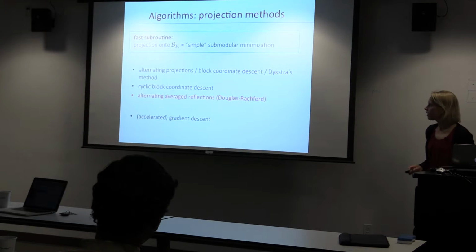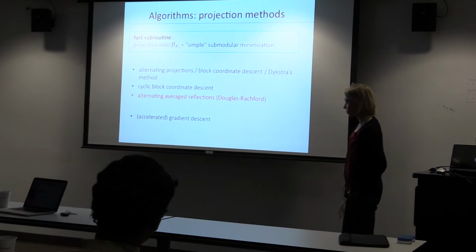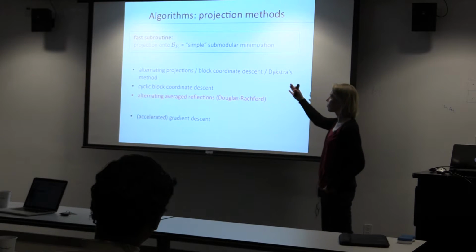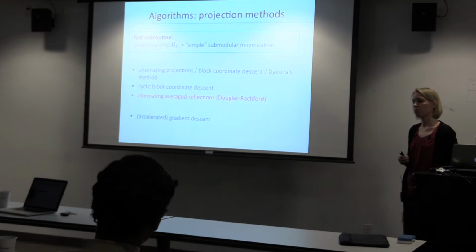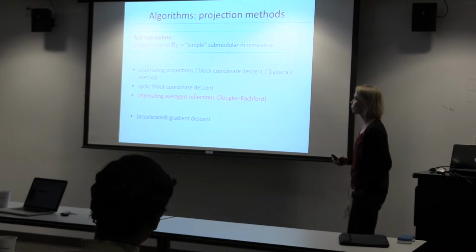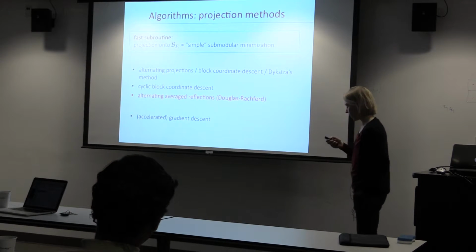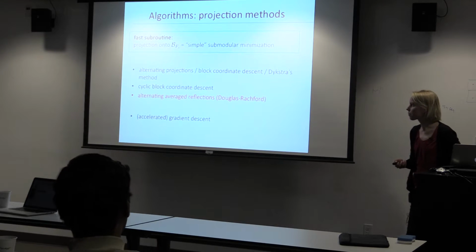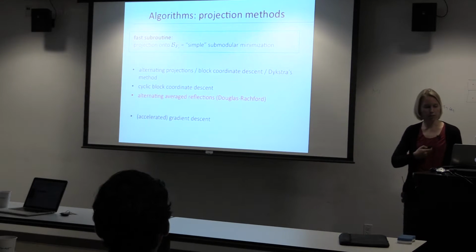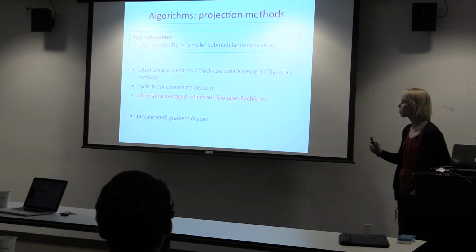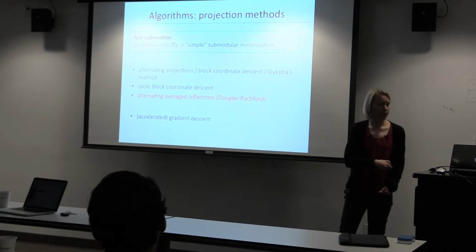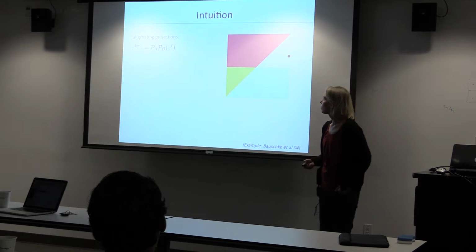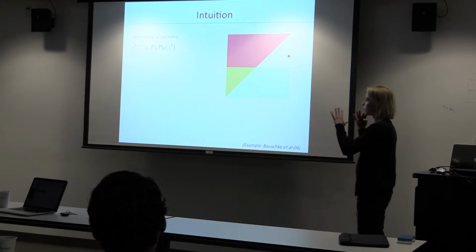Now this is actually only one algorithm in a collection of algorithms where I could use this simple fast subroutine of projecting onto the base polytope. And I want to show you another version that works even better in practice. There are other methods you can do, and I don't want to go through all of them. Let me give you the intuition of using reflections instead of projections. That's where these methods come from.